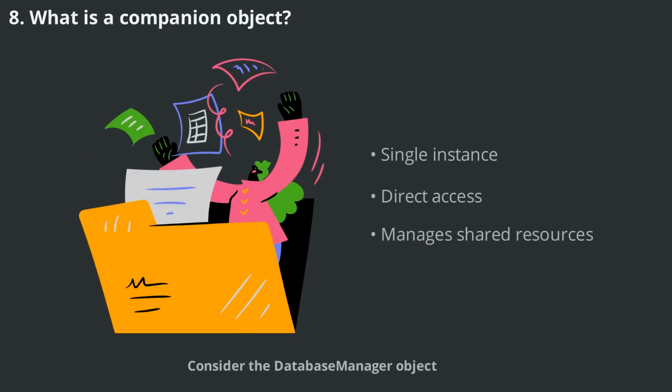Consider the database manager object. You don't need to create an instance, just access it directly by name. This ensures that all parts of your code use the same database connection, preventing conflicts and making your application more reliable. Object declarations are perfect for managing singletons like configuration managers or logging utilities.